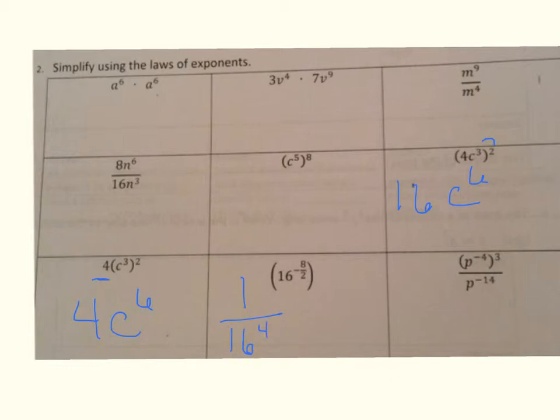On the last one, you have to multiply the exponents, so you end up with p to the -12 over p to the -14. And when you subtract the exponents, you actually get p to the 2nd power. So I'm just giving you those answers.